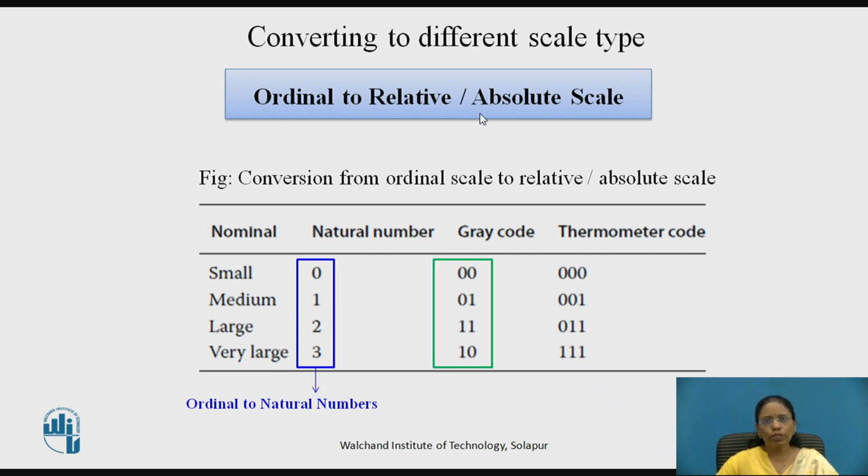Again we can alternatively convert it to the Gray code also. As we know, Gray code is 00, 01, 11 and 10. So we can convert the ordinal values to binary using Gray code. Or we can convert like a thermometer code, wherein small can be considered as all zeros, medium has only 1 digit as 1, for the next larger value it comes to be 2 digits as 1. If the value is still higher, then I can consider all 3 digits as 1. This is again a type of conversion of ordinal value to binary. So either we can convert to natural numbers or we can convert to binary.